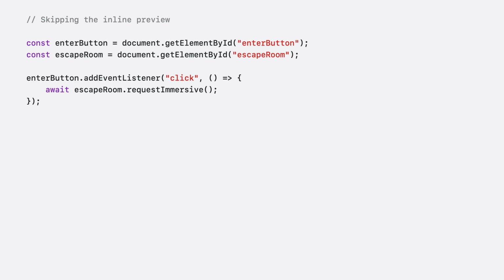And there is a practical benefit to hiding the inline preview this way. Indeed, the asset won't be downloaded or decoded until the immersive request actually happens. For heavy environment models, that can save significant bandwidth and memory if the visitor doesn't actually enter the environment. The next thing to do is simply to request the escape room model as immersive on the button's click event.